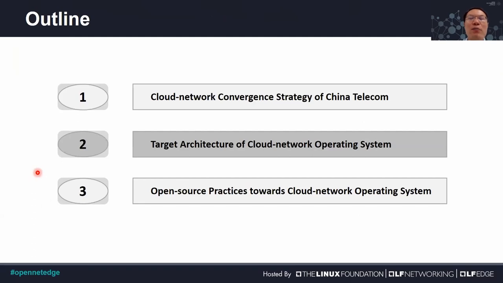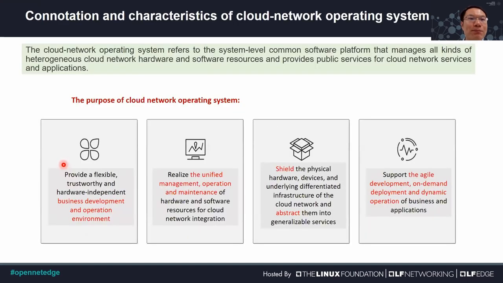In order to solve those problems, China Telecom proposes the cloud network operating system, where I will give an introduction about the target architecture. So the cloud network operating system refers to the system level common software platform that manages all kinds of heterogeneous cloud networks, hardware and software resources, and provides the public service for cloud network services and applications.